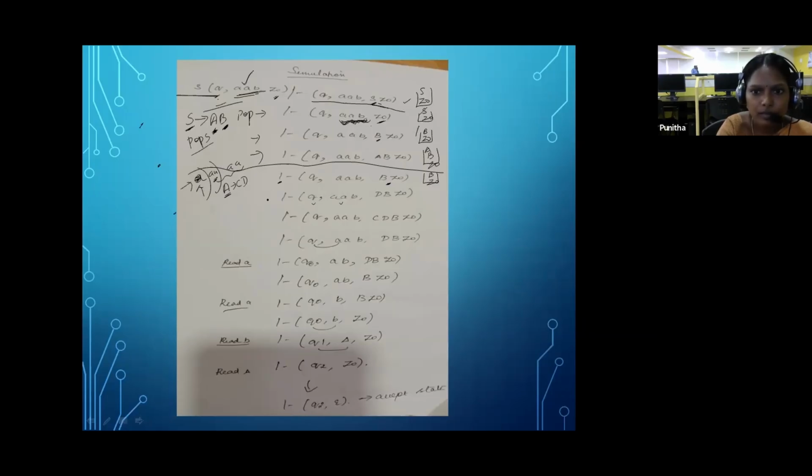In this step, I need to push the C element into the stack. Pushing in the sense I'm pushing D; B is already present. That's what I'm writing here as the third attribute. Next I'm pushing the C element into the stack. C is pushed, and this is what I have written here.